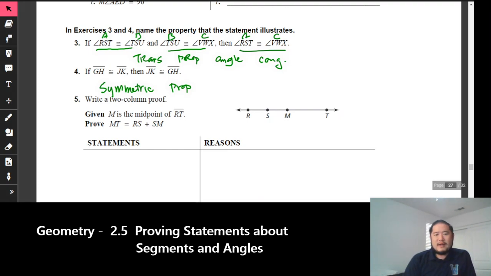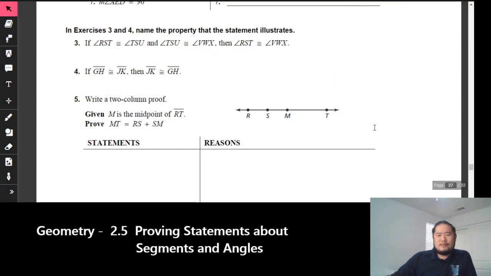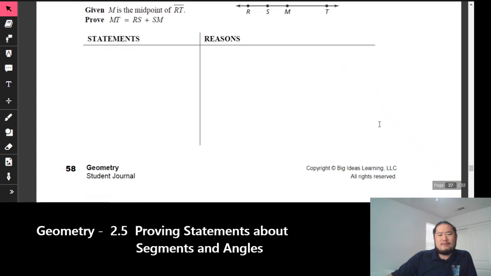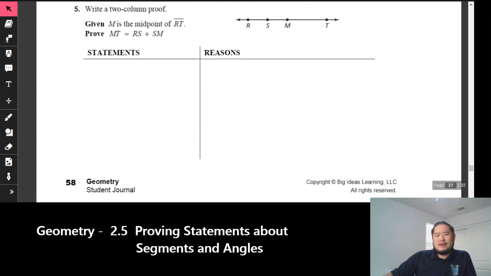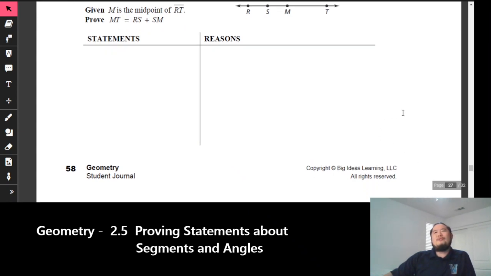All right, let's finally take a look at the last one and write a two-column proof. Right here, the training wheels are off. They expect you to be able to just look at this diagram and somehow come up with the correct proof. Let's see what we could do. Remember, statement one, we should always put what's given. So let's go ahead and say that M is the midpoint of RT.